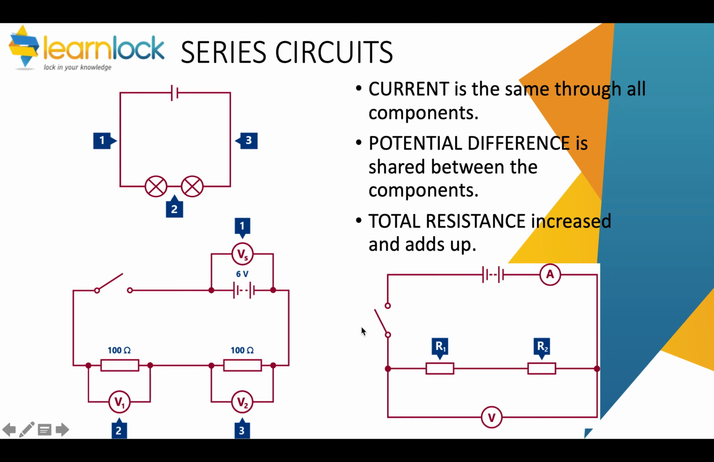The resistance is just added up. So if you've got 2 resistors there, you just add it up. So the resistance increases the more resistors you add. That's in a series circuit.